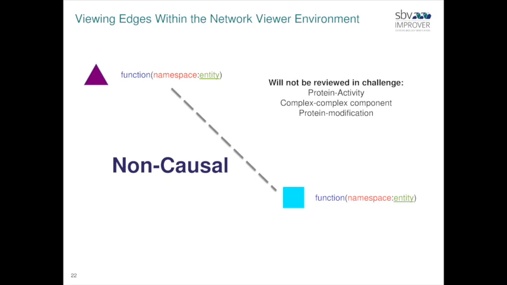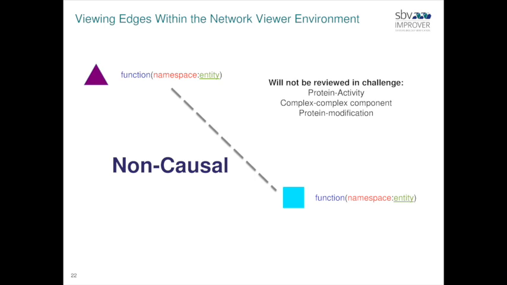And another example would be a complex to a complex component. And so this could be one component of the NF-kappa B complex, for example, such as REL-B, would be connected to the larger NF-kappa B complex. But these canonical type relationships are just not supported by a specific scientific finding. And so these are also indicated as non-causal edges.